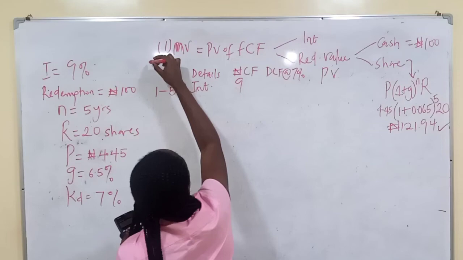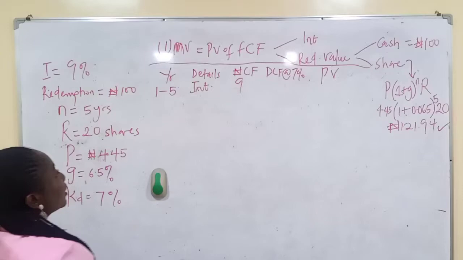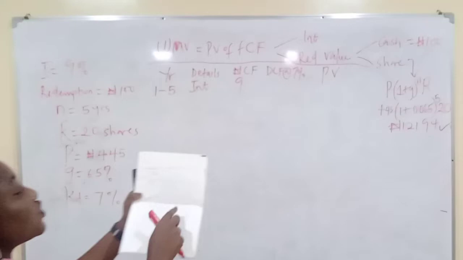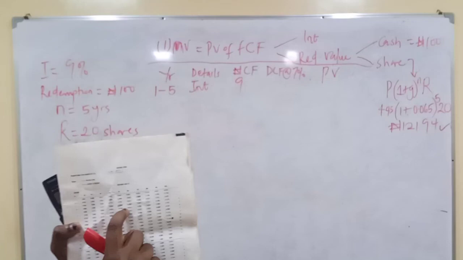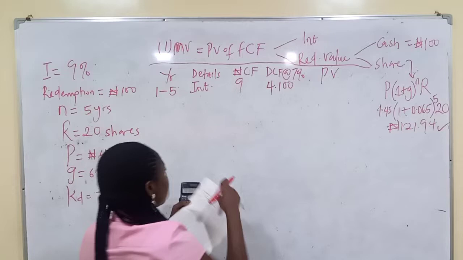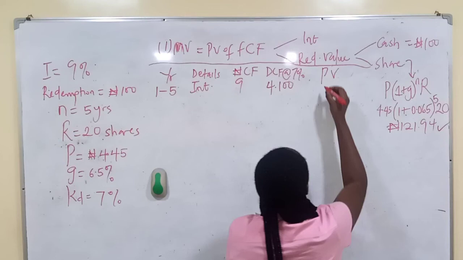Then you write your present value. So what's your discounting factor? Because it's years 1 to 5, you're looking for your cumulative discounting factor, and that is where your annuity table comes in. So you check what discount rate, 7%, under how many years, 5 years. 7 under 5, that is 4.100. Multiply this by this. 9 times 4.100, you have 36.9.